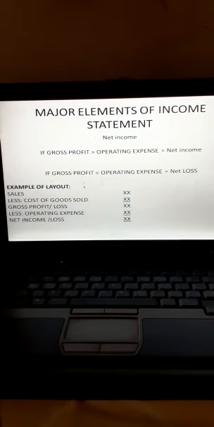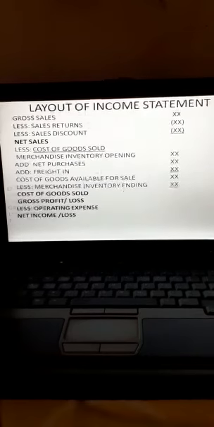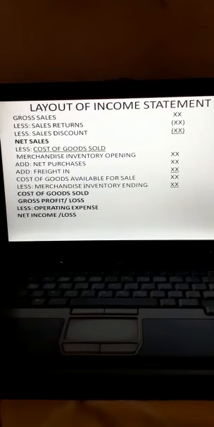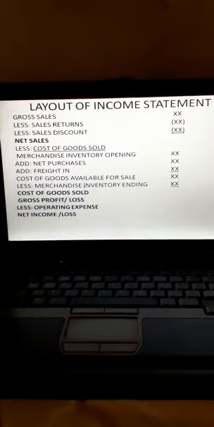So by concluding my video, I'm going to show you the detailed format of the income statement that will help you to figure out the question given in your exams. Now this is a complete layout of the income statement that you can see here. We have gross sales, then we are deducting returns and whatever discounts are available in the question. Then we are getting net sales here.